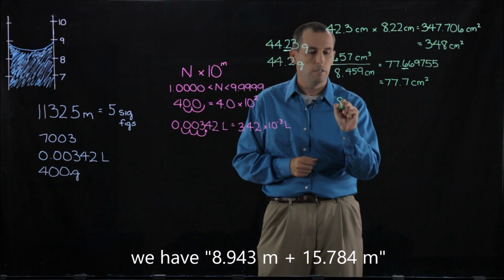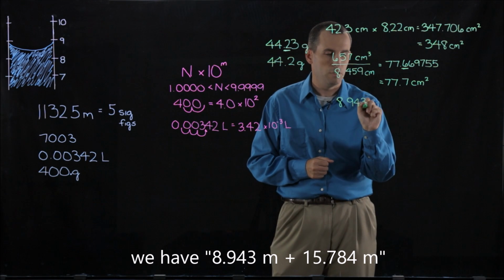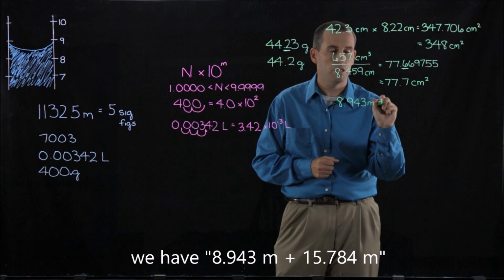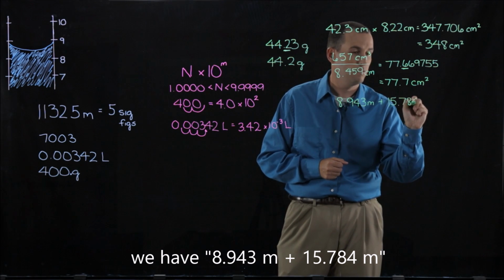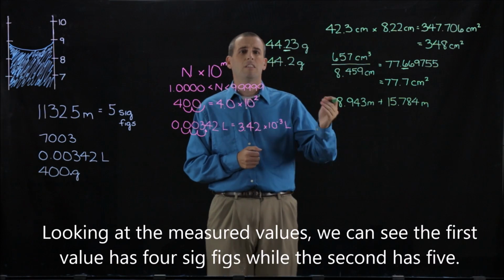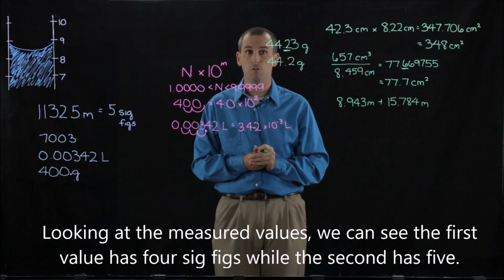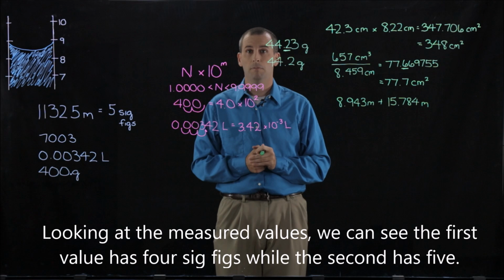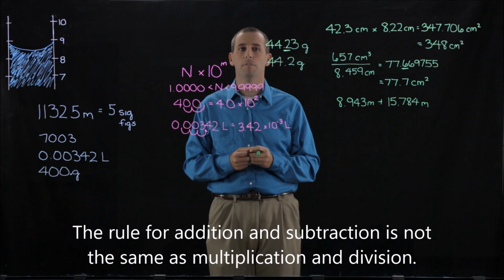Now let's do an example with addition. We have 8.943 meters plus 15.784 meters. Looking at the measured values, we can see that the first value will have 4 significant figures, while the second has 5. The rule for addition and subtraction is not the same as multiplication and division.